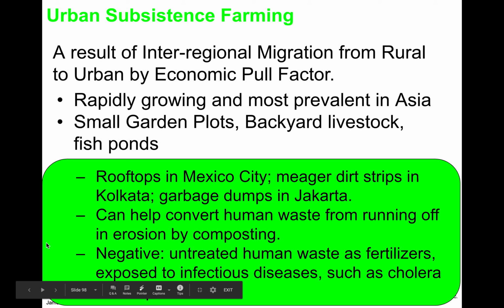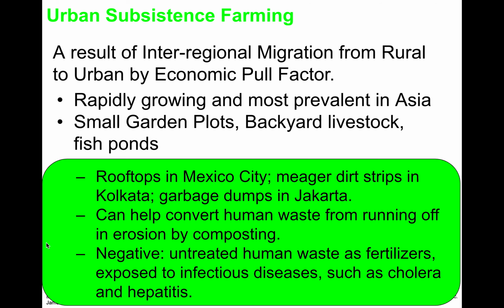Again, here's a look at urban subsistence farming, and some of these ideas we see: small garden plots, backyard livestock, fish ponds, rooftops in Mexico City, dirt strips in Kolkata, garbage dumps in Jakarta. They can help keep human waste from running off and causing erosion by composting. Some negatives, though, is the untreated waste used as fertilizer that can expose people to infectious diseases such as cholera and hepatitis.